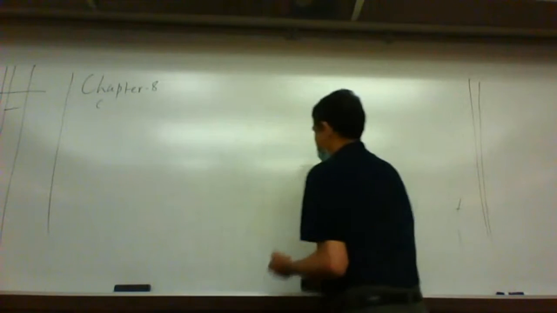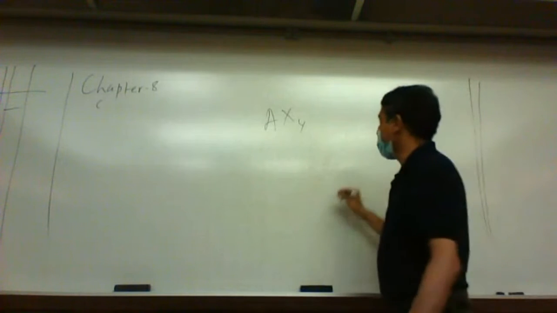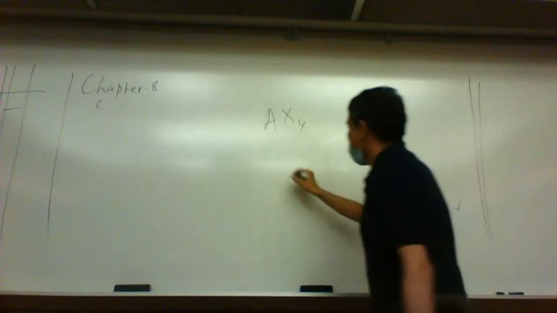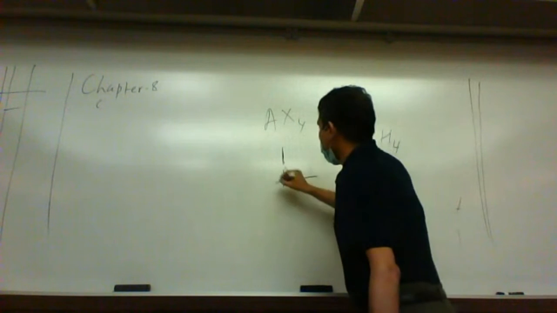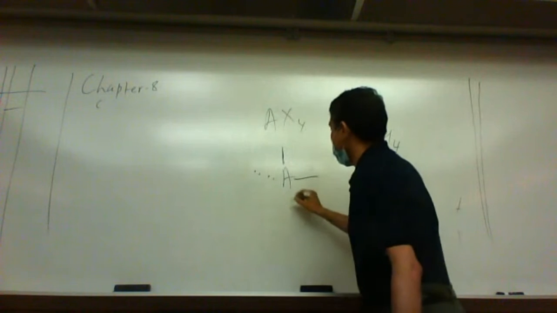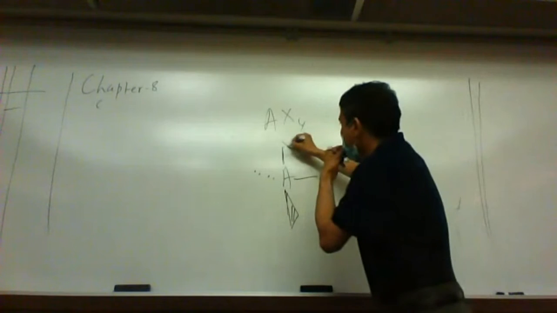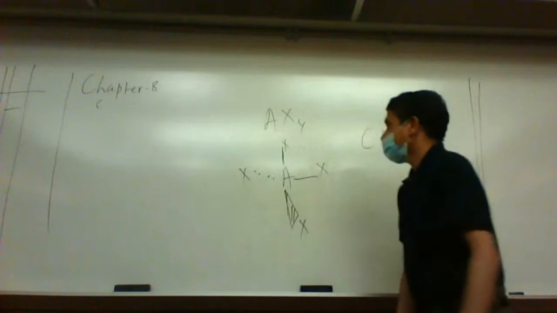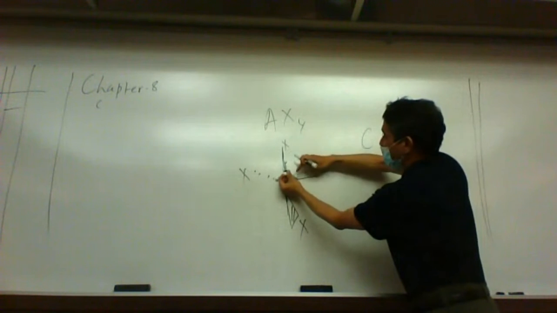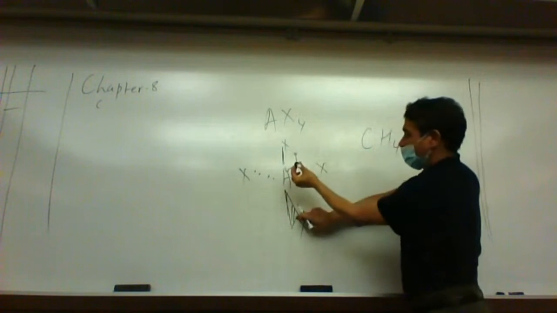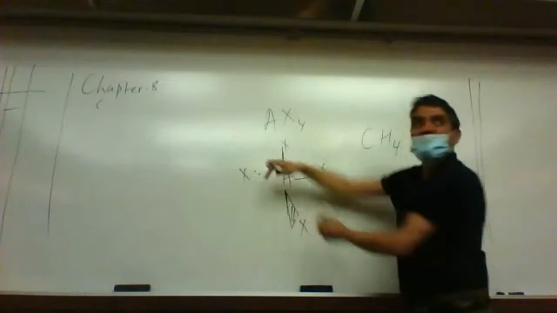Now let's talk about the AX4 type. There is a central atom and there are four pairs of electrons. So it's like CH4, I already told you. So you have A here, and you have one bond here and one bond here, and there is one bond going away from you and one bond coming toward you like this. So you can put here X, X, X, X. This X, this X, this one is coming toward you, and this is going away from you. It's trying to penetrate the board.